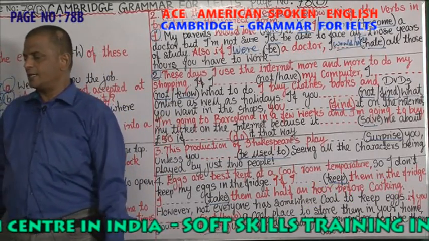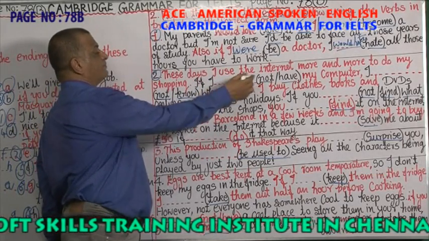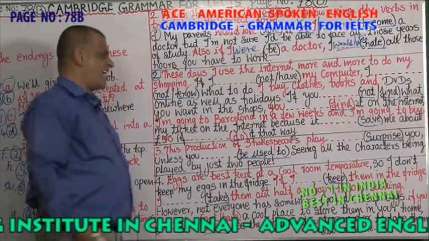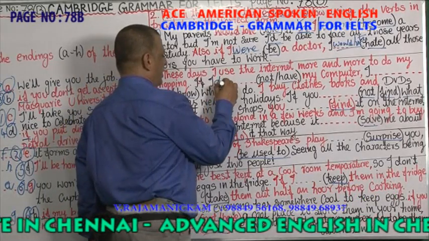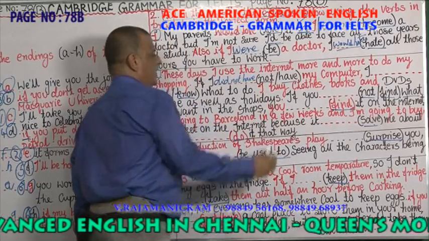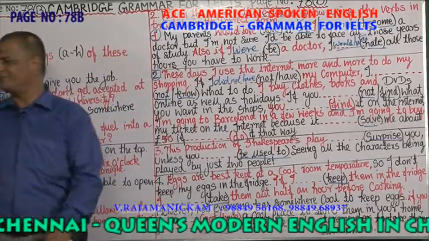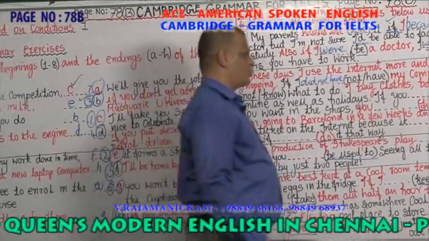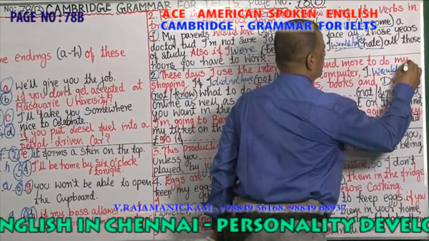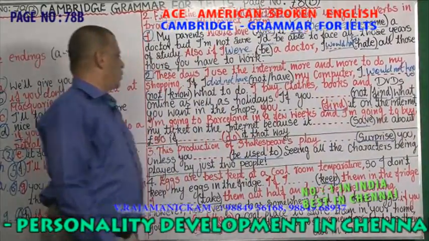You got it? Now, what is that first one? These days I use the internet more and more to do my shopping. If I did not have, conditional, once again imaginary. If I did not have my computer, I would not know. What is the verb form? I wouldn't know. Once again imaginary, second condition, I would not know what to do.